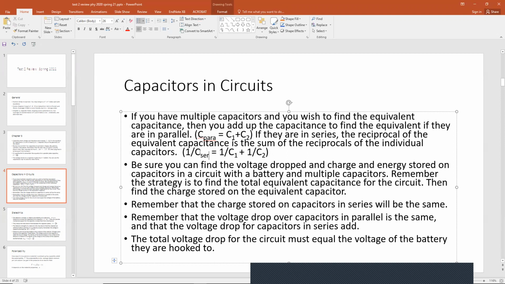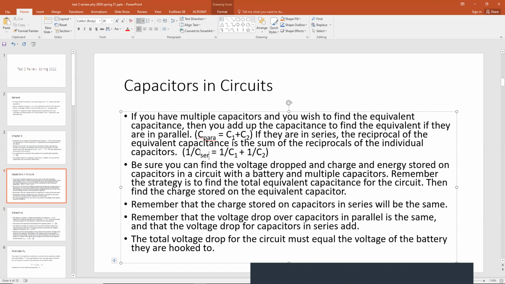Now, one of the exercises that we did in practice was to find the voltage drop and the charge and energy stored on capacitors in a circuit with just a battery and multiple capacitors. So make sure that you review those and you can do those types of problems. Remember, the basic strategy is to find the total equivalent capacitance for the circuit. And then you find the charge stored on that equivalent capacitor, which would be like if you just had a battery and one big old capacitor, right?